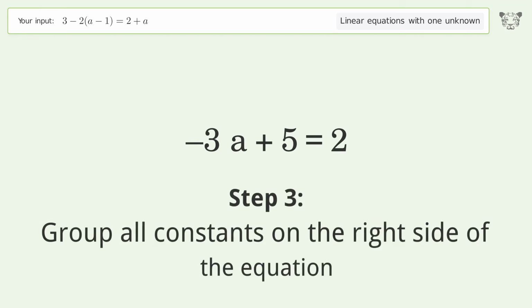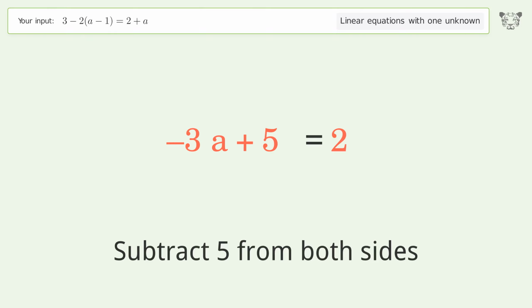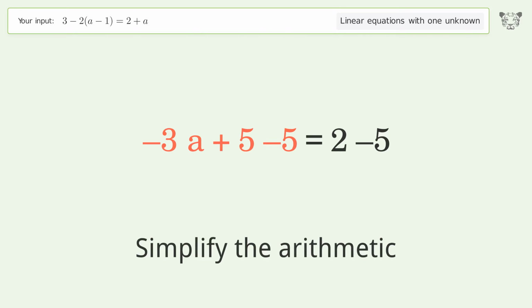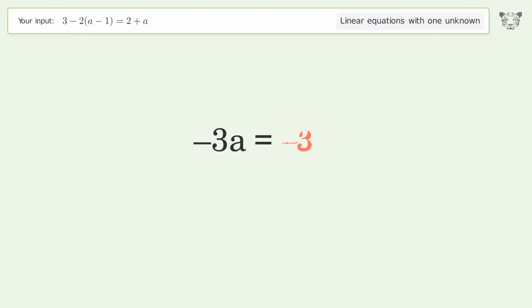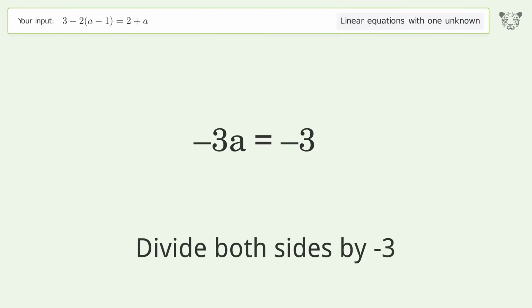Group all constants on the right side of the equation. Subtract 5 from both sides. Simplify the arithmetic. Isolate the x. Divide both sides by -3.